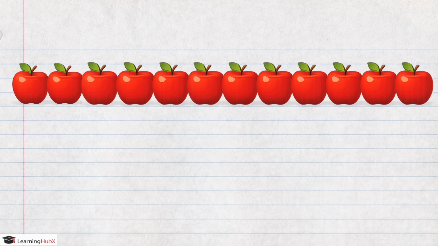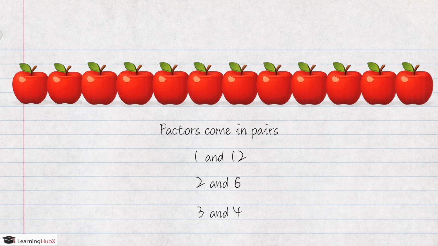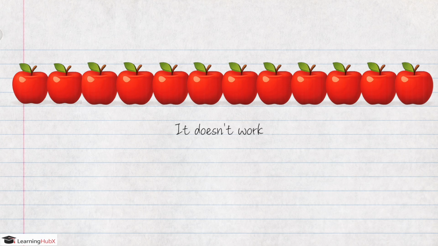Notice something important. Factors come in pairs. 1 and 12, 2 and 6, 3 and 4. If I try 5, it doesn't work. So 5 is not a factor of 12.